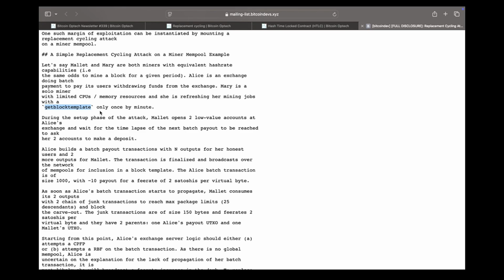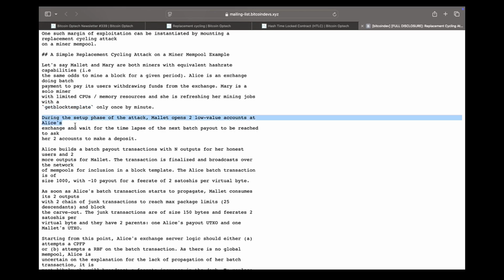One is Mallet and one is Mary. Both of them are miners having almost the same hash power. Now Mary is a home miner, right? And her node is creating a template on an average once every minute, right? And Alice is an exchange runner that issues batch payments to its users.